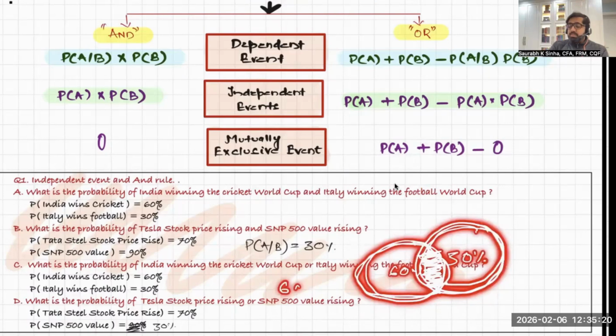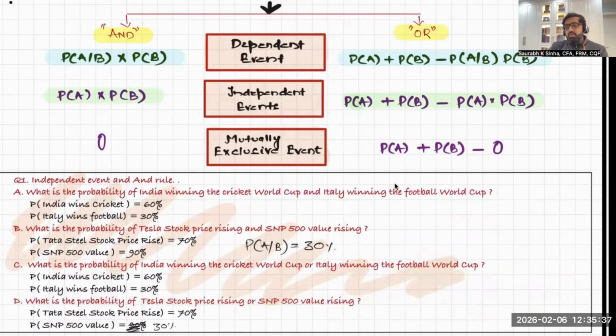So this would be 60% plus 30%, definitely fine. But you should remove this section. And to remove this section, you say probability of A and B. And that depends upon whether it is independent, dependent event. Okay. Only for mutually exclusive event.